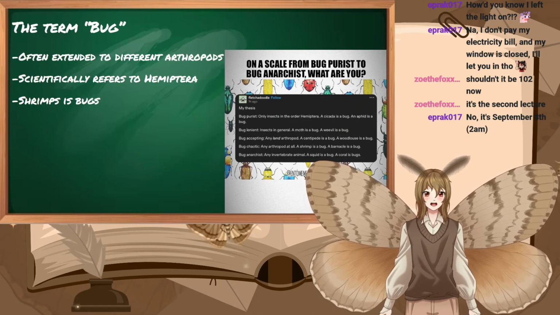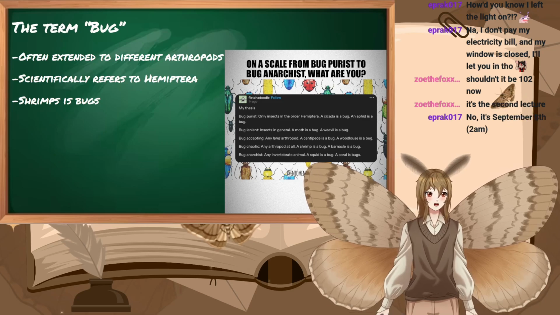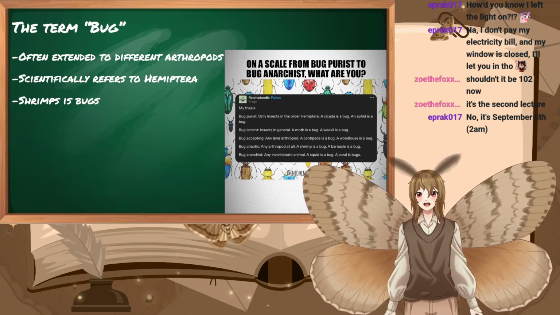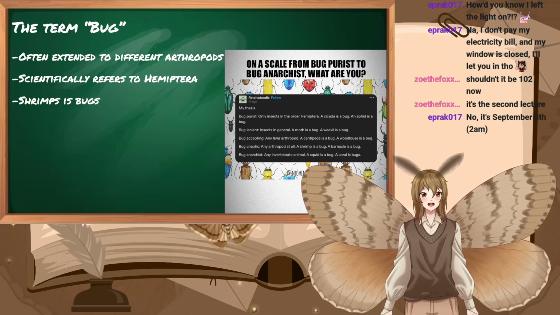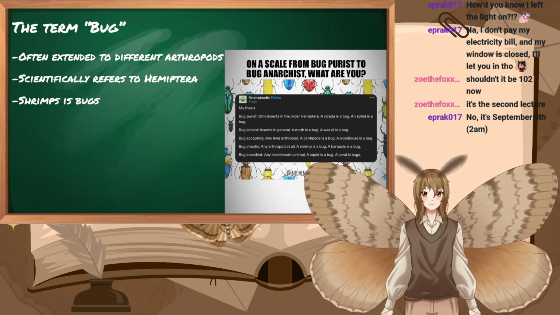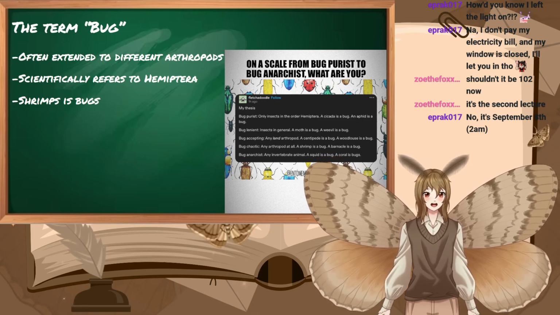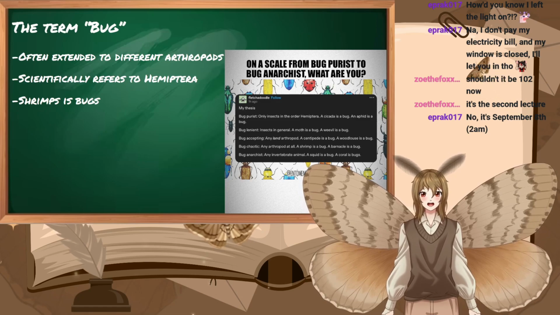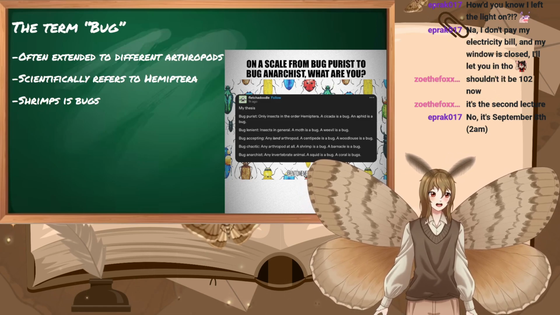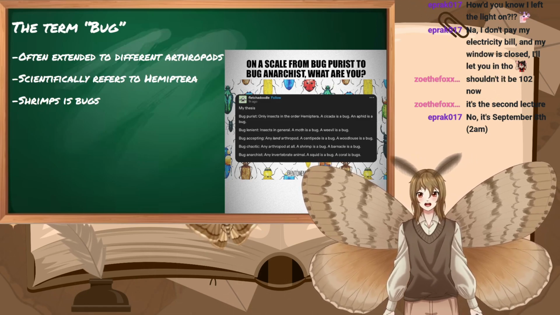Now let's get into the term bug. The term bug gets thrown around very loosely and it often extends to different arthropods. Some people consider shrimps as bugs. You know, that's a great meme though. Scientifically though, the word bug refers to the true bugs, also known as Hemiptera.